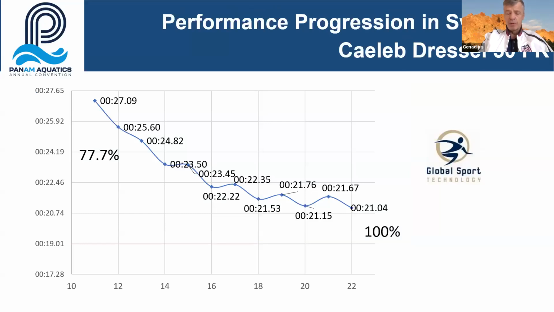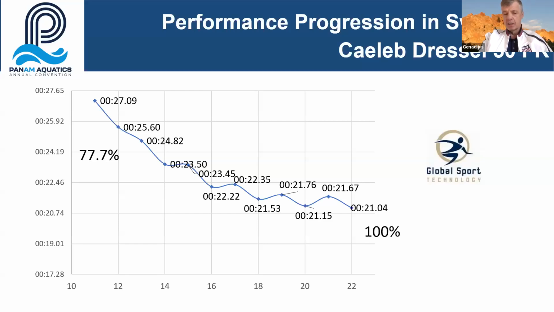So these are his performances over 50 freestyle. As you see, at a young age, at age 11, he was doing pretty good, 27.09, and then performances improved very fast until age 16, when he did 22.22 seconds. And then it slowed down after that. So he still improved and still won world championships multiple times. Very close to the world record, 21.04 is his best time.